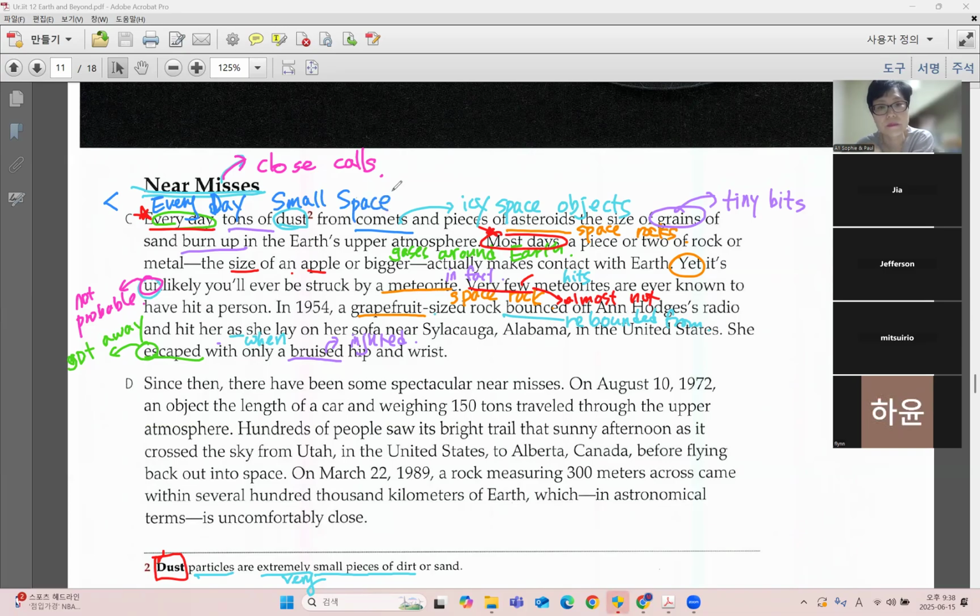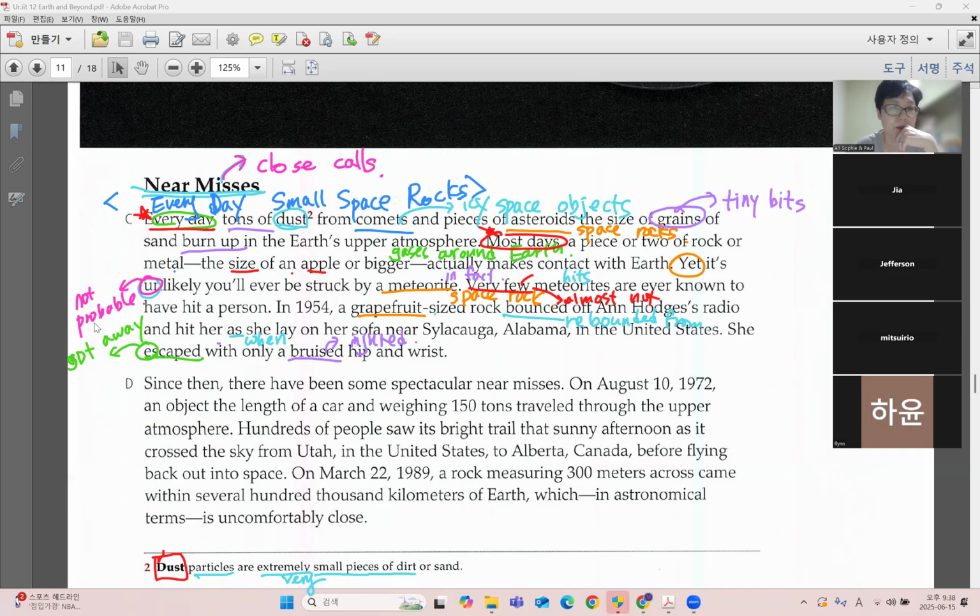Space what? Space what? Objects. What are they? Rocks. Okay, mostly rocks. And there is metal, but we say rocks. Okay, everybody, everyday small space rocks.